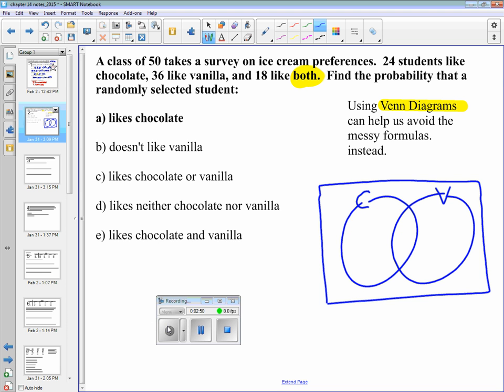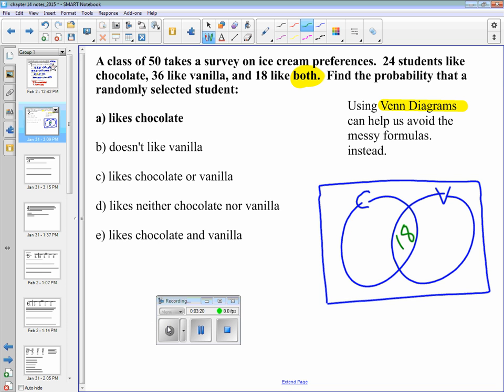So where do we start in a Venn diagram? And you did this back in geometry, so you should know a little bit about it if you remember geometry. Where do I start? In the both, on the inside. So what number goes there? 18. Now these are all counts. And again, like I said, sometimes probabilities are given and you use the probabilities, and we'll look at one of those in a minute. But for now, we're talking about counts. These are 18 people out of 50 that liked both.